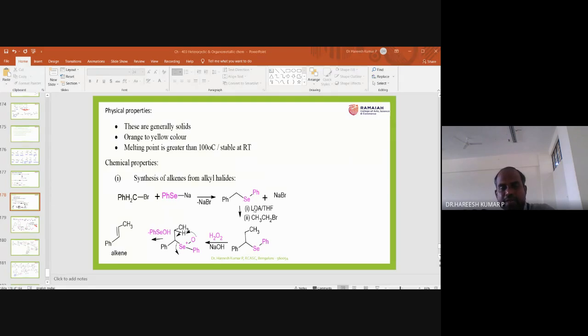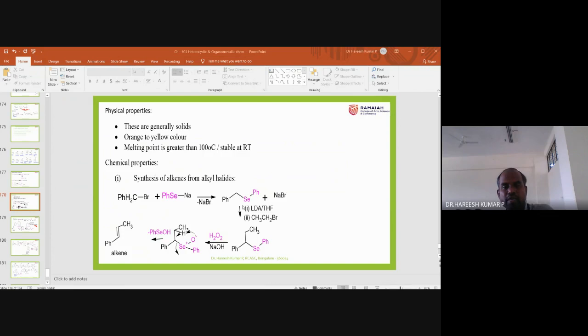And this moiety, when it is treated with LDA, I think you are aware about LDA. So what is LDA? LDA is lithium diisopropylamide. In your previous semester, we discussed the synthesis and application of LDA in organic synthesis. In this case also, you know that adjacent to the selenium, there is a carbon. This carbon is called the alpha carbon.